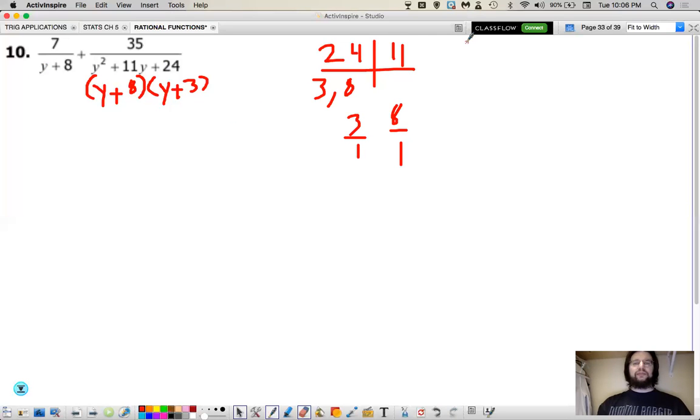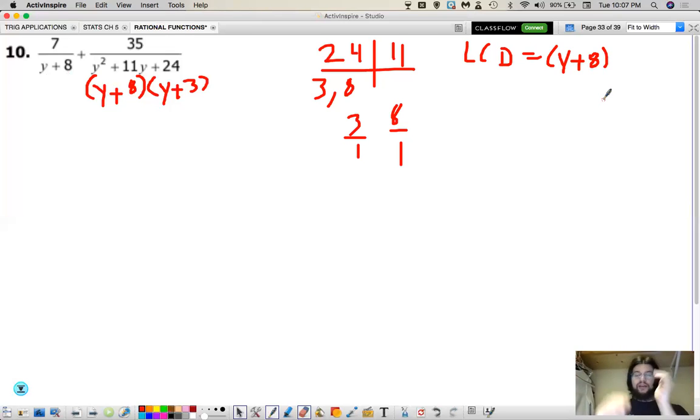What's my LCD? Well, I need a y plus 8. If I have a binomial, I'd highly suggest putting it in parentheses so you know that's one thing. All right, I got a y plus 8 on this first one. What do I need on the second one? A y plus 8 and a y plus 3. You're taken care of already, so I just need to stick a y plus 3 on there.